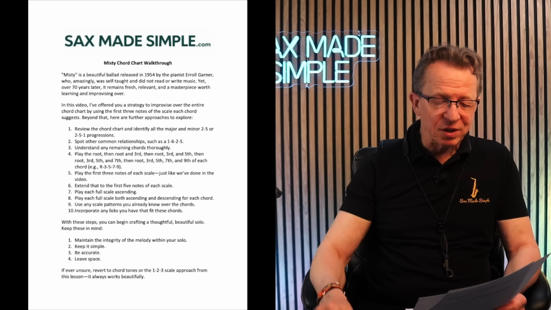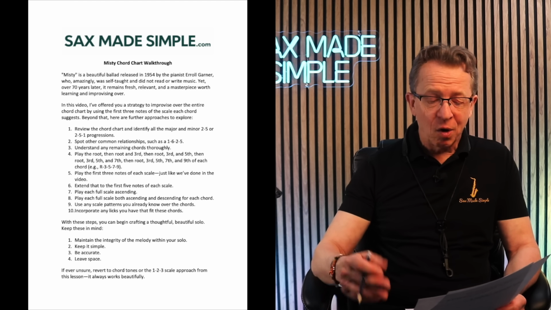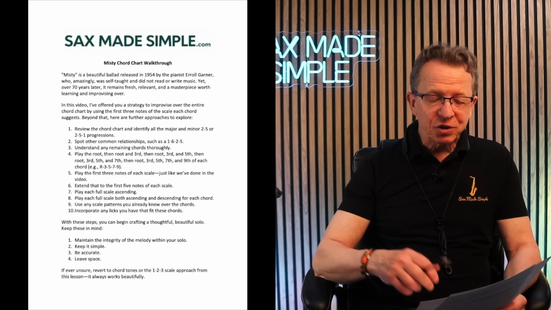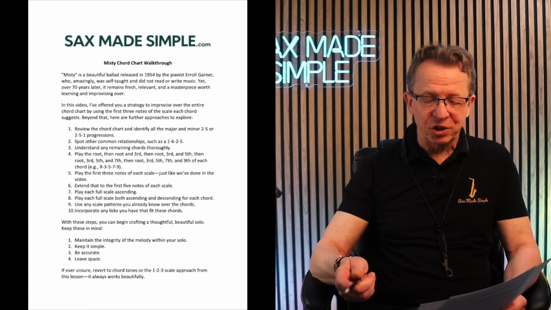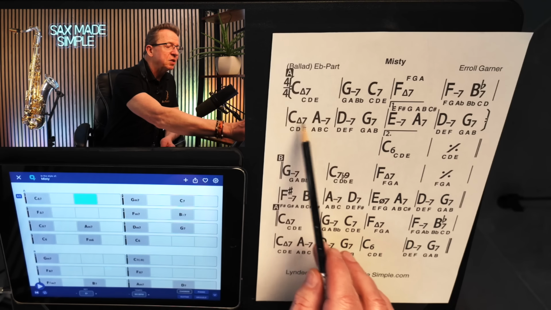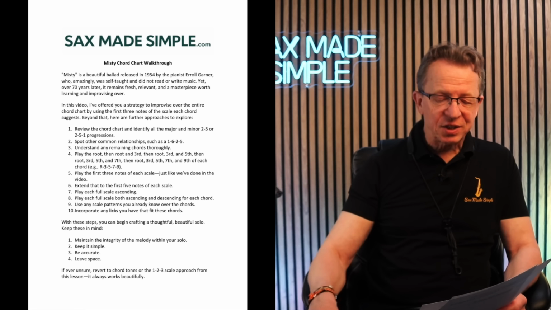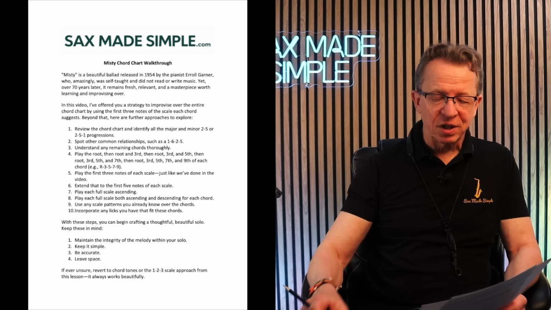So number 1 says, review the chord chart and identify all the major and the minor 2/5 or 2/5-1 progressions. Spot any other common relationships, such as a 6/2-5-1. Well, we just talked about that. This is a 1-6-2-5.